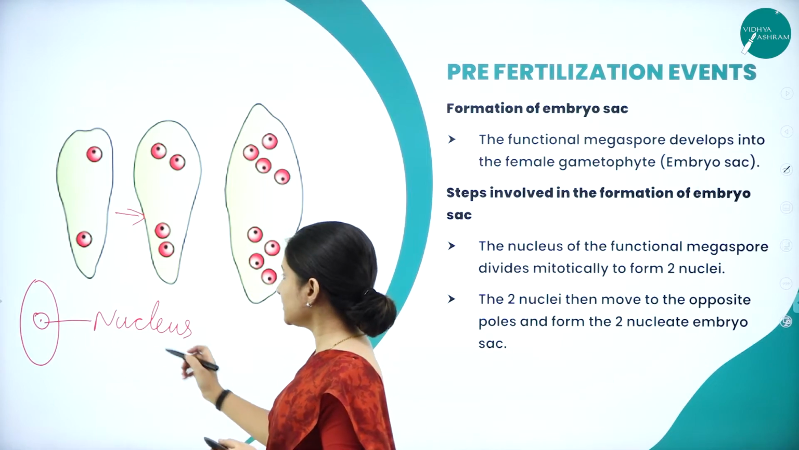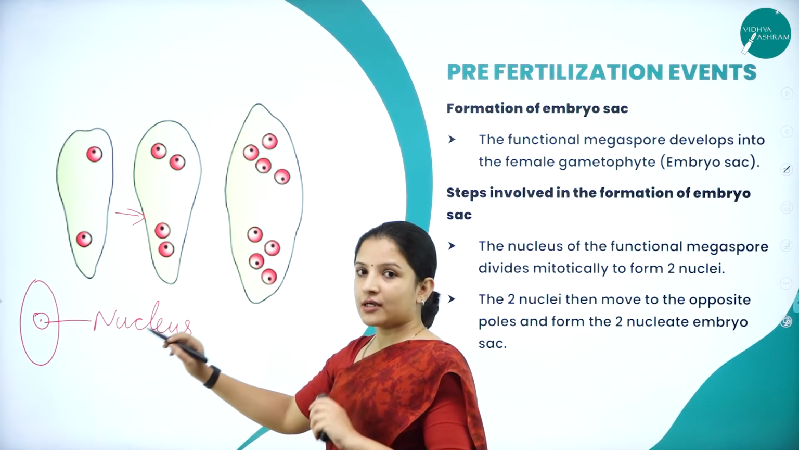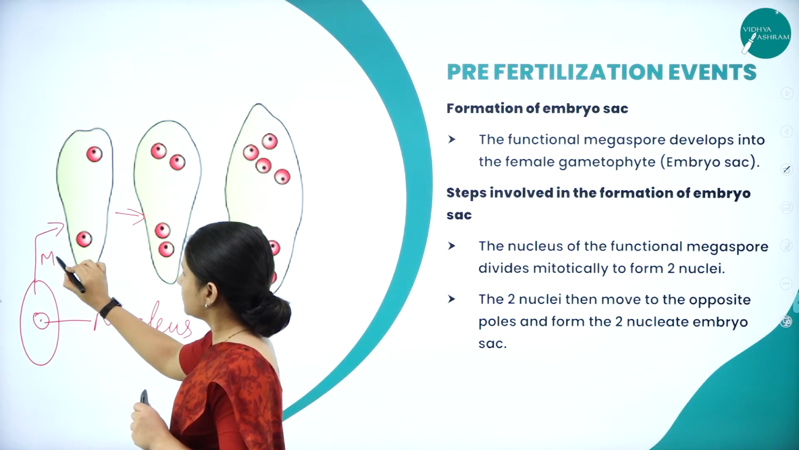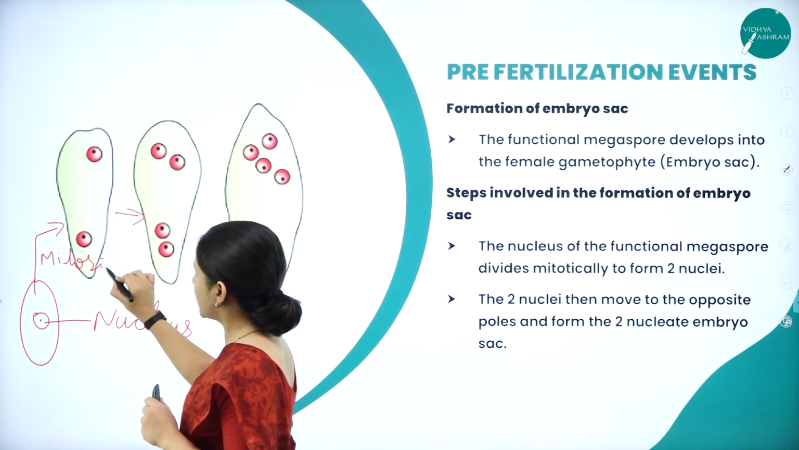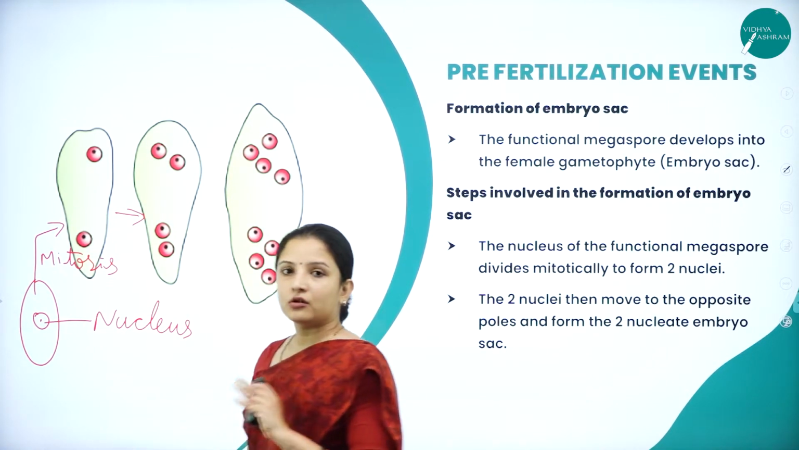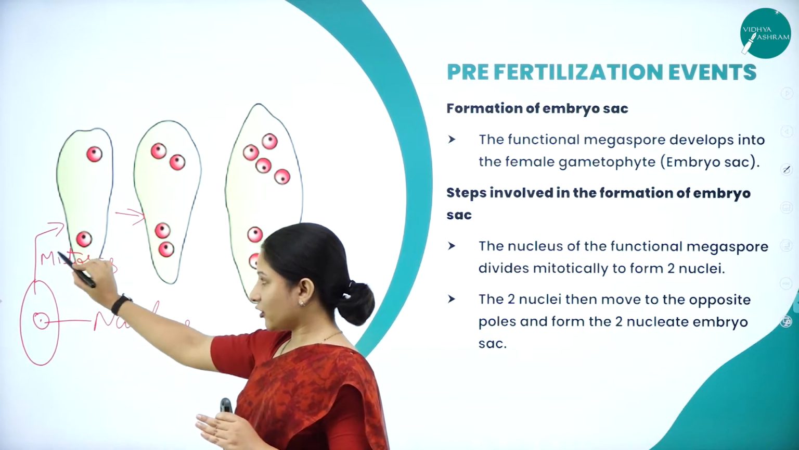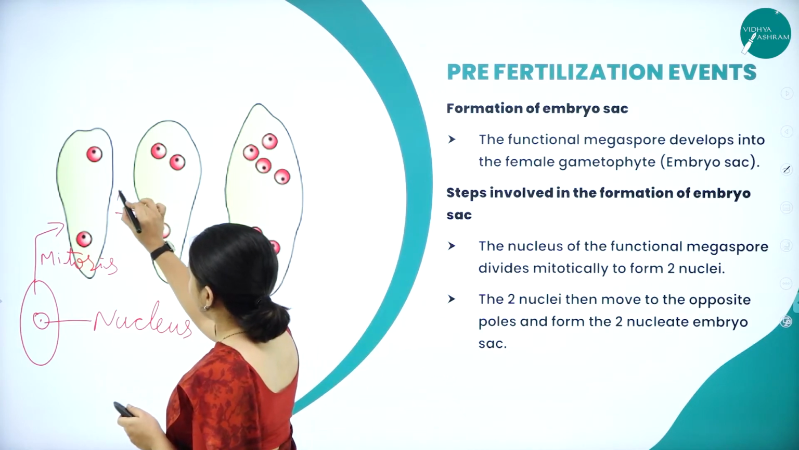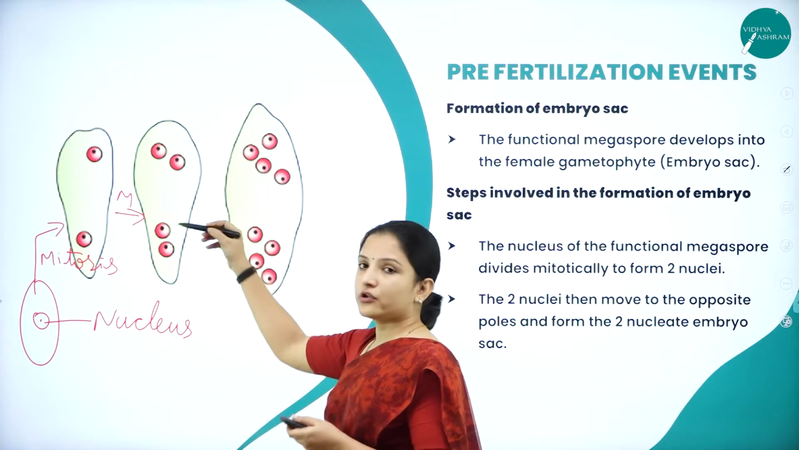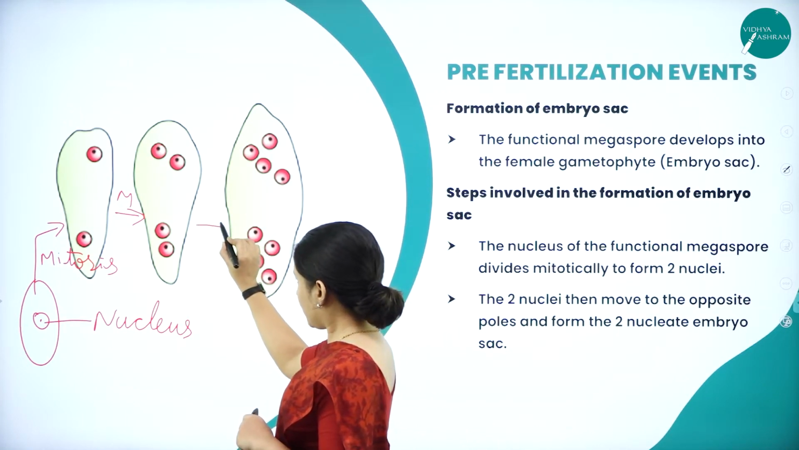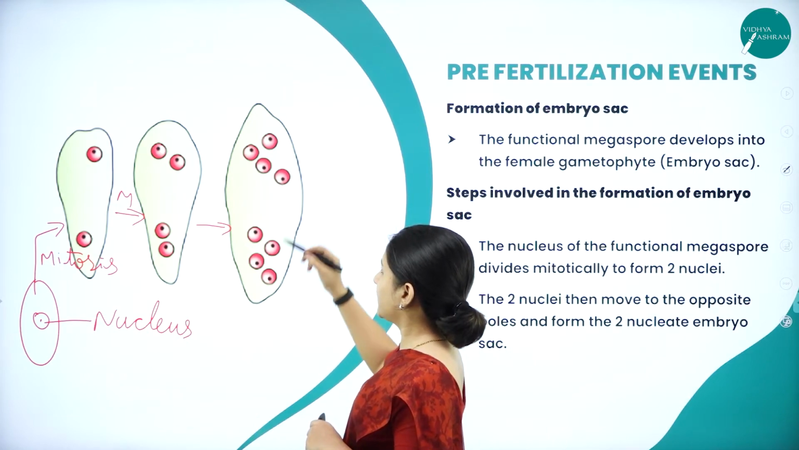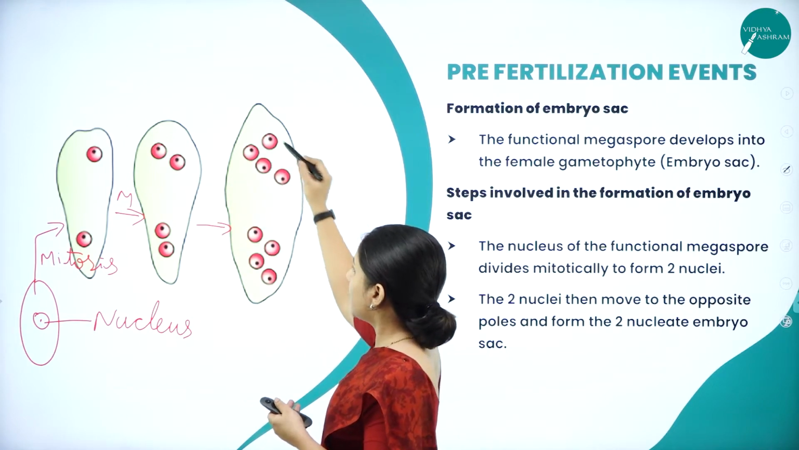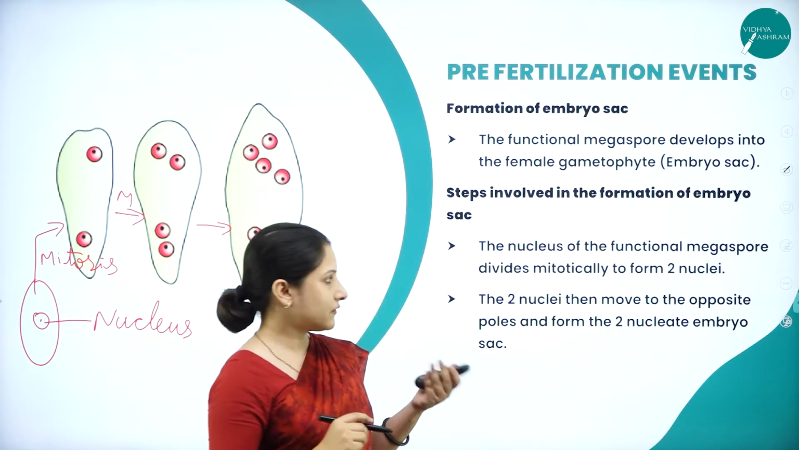So this particular megaspore that was retained will undergo mitotic division, mitosis. Not the cell, but the nucleus will undergo mitotic division and 2 nuclei will be formed. Again, a second round of mitotic division will take place and 4 nuclei will be formed. Again, a third round of mitotic division will take place and you'll have double the amount of nuclei. Now 4 nuclei were there, now you have 8 nuclei. So this is how the division takes place.